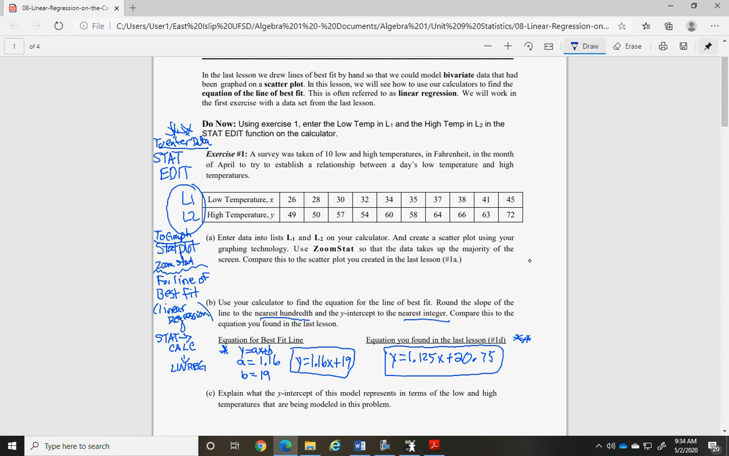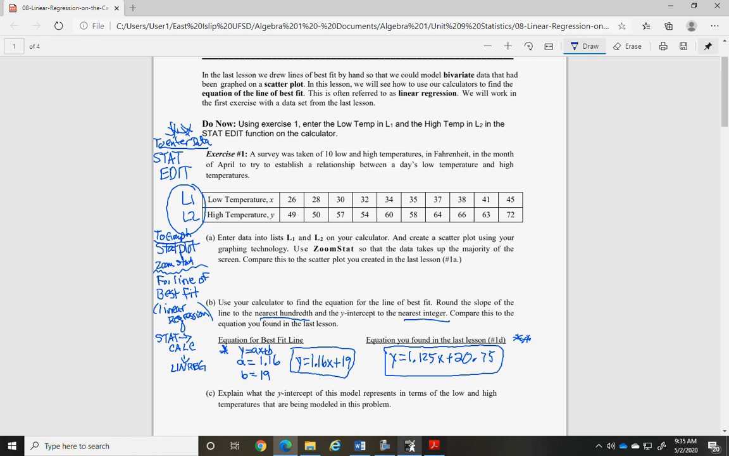Well, the calculator is a little more accurate than we are. So I would say that the calculator's line of best fit is probably better than the one from lesson 7 that we did, but holy cow, look how close they are. I mean, we actually did do a very good job.